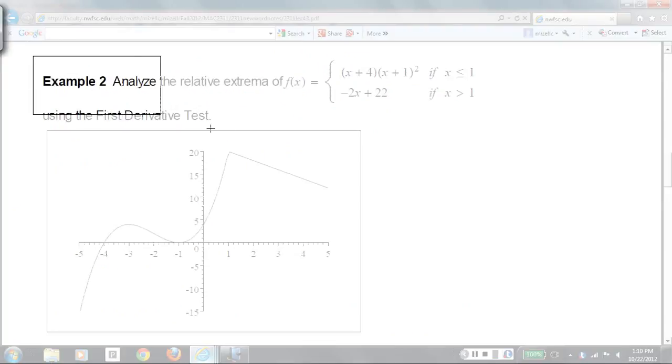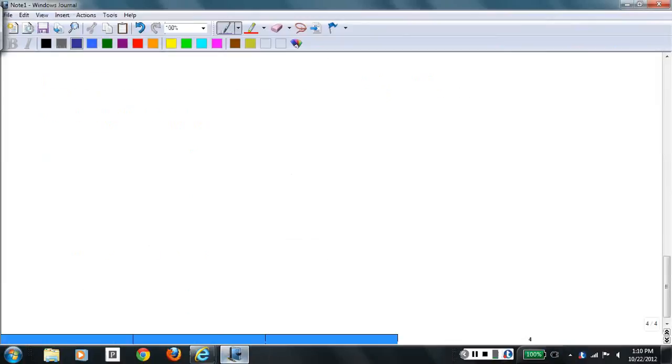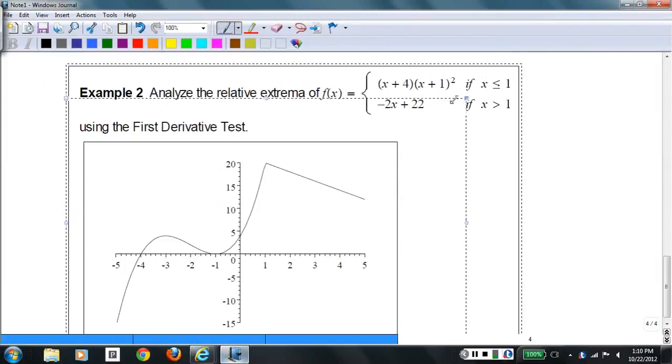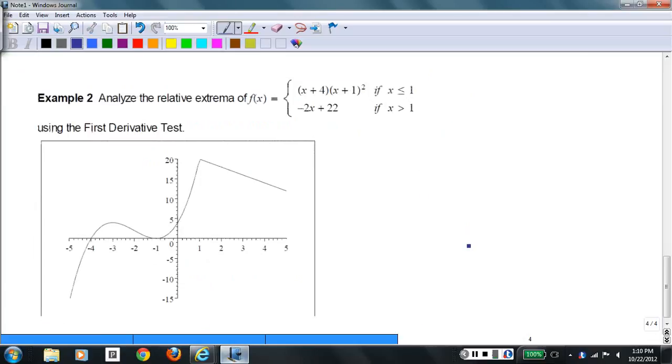Example 2. Analyze the relative extrema of this function. Well, I've got this piecewise function, which basically does everything we want it to do for the various scenarios. Let's see if we can differentiate it piecewise. So we have an expression which would define the derivative on the interval from negative infinity to 1, and an expression which would define the derivative on an interval from 1 to positive infinity.